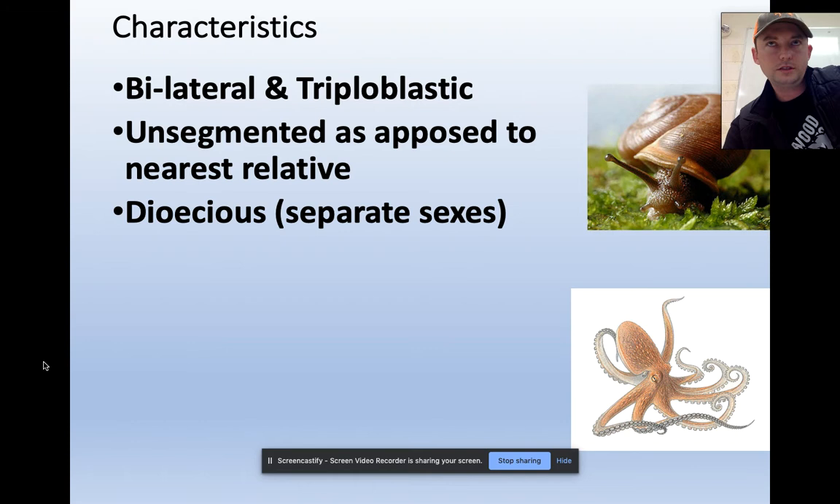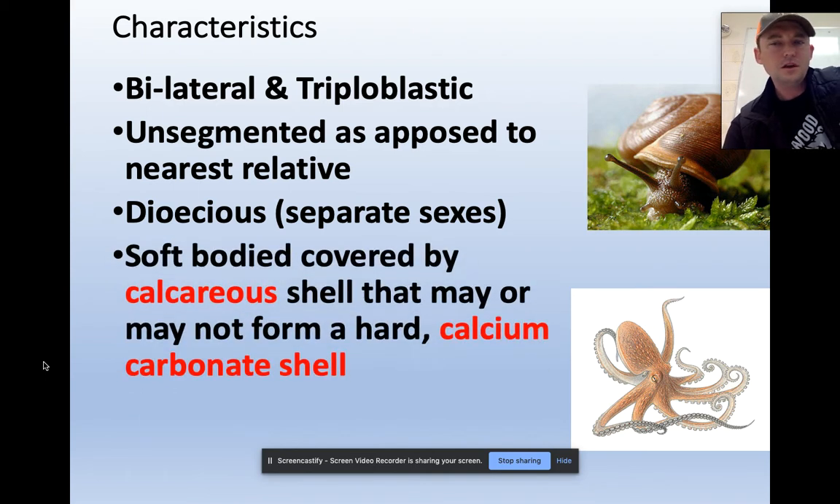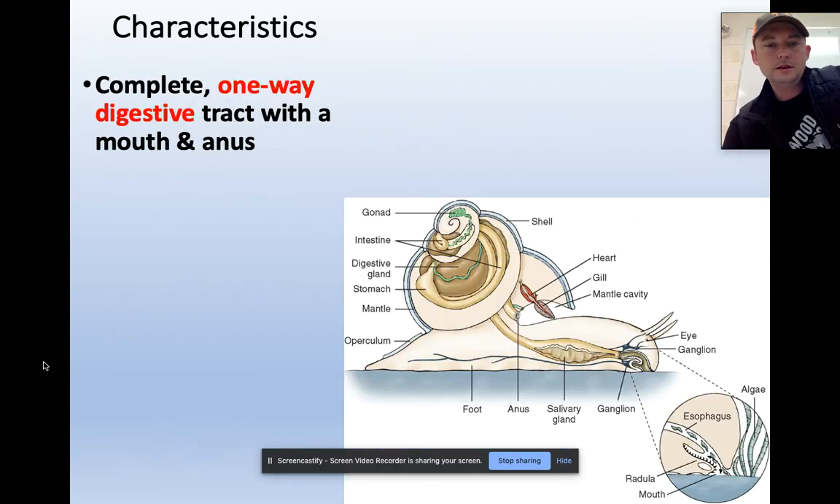We can't really tell externally male and female, but internally these guys will have either the male or female genitalia. They are characterized by being soft-bodied with a calcareous shell, and no surprise here that the hardening is from a compound we've seen multiple times now, calcium carbonate, CaCO3. Again, they do have a complete digestive tract.